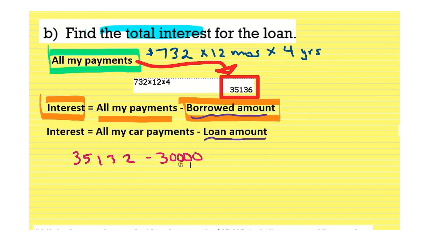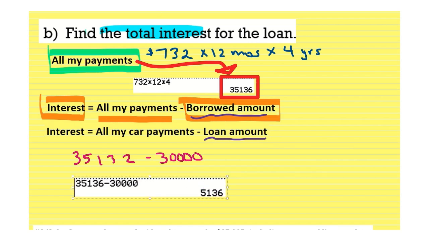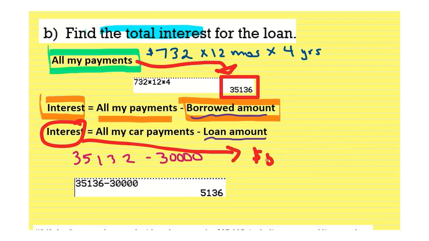And of course, when I subtract those two numbers, I am going to get 5,136. So my interest amount is $5,136.